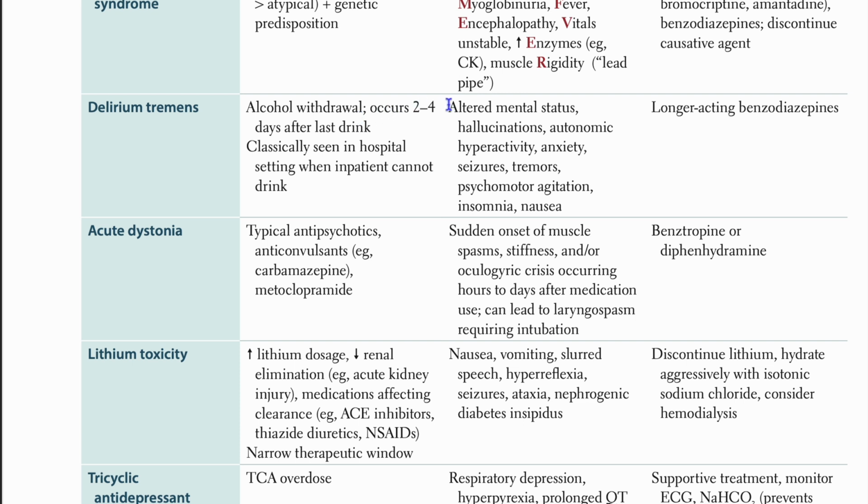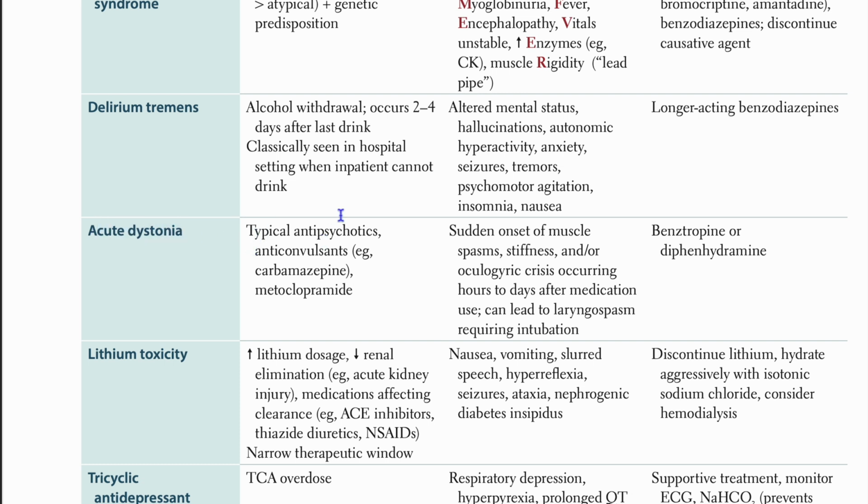Alcohol withdrawal occurs 2 to 4 days after the last drink. It's classically seen in the hospital setting when an inpatient cannot drink, because they can't sneak in alcohol in the hospital. So after 2 to 4 days, they'll start having all the symptoms, and one of the symptoms is delirium. So what will you see? Altered mental status, hallucination, autonomic hyperactivity, anxiety, seizures, tremors, psychomotor agitation, insomnia, and nausea. Treatment for this is longer-acting benzos.